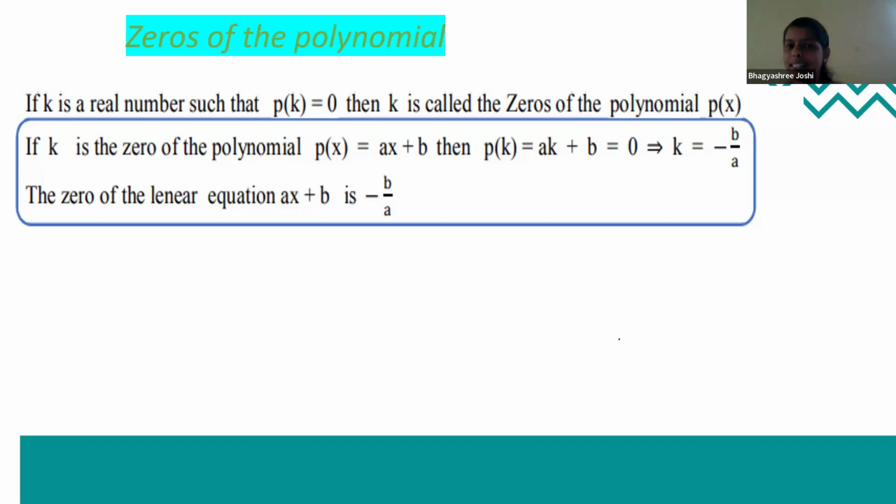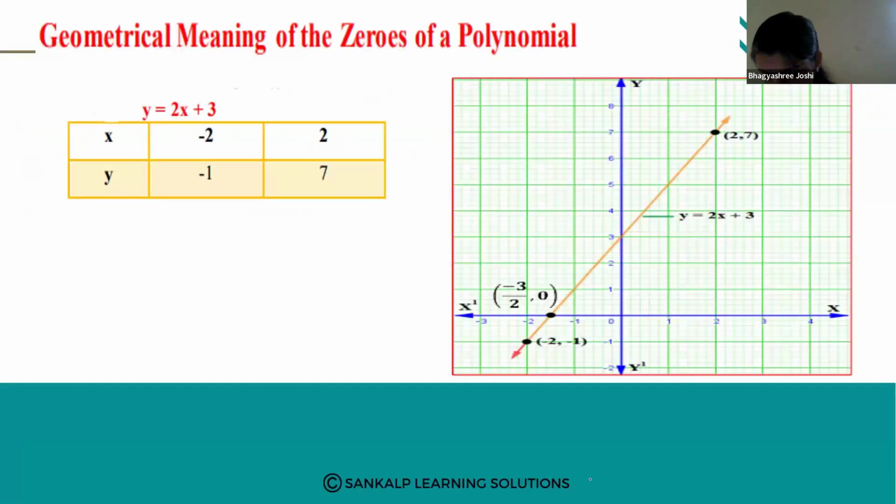Okay. Next, zeros of the polynomial. Here also zeros are heroes in this chapter. We see zeros everywhere. Therefore, zeros are the heroes in this chapter. Okay, what do you mean by zeros of the polynomial then? Yes, anybody? Zeros of the polynomial. Yes, Aryabhata. Yes, okay, very good. So what do you mean by zeros of the polynomial?